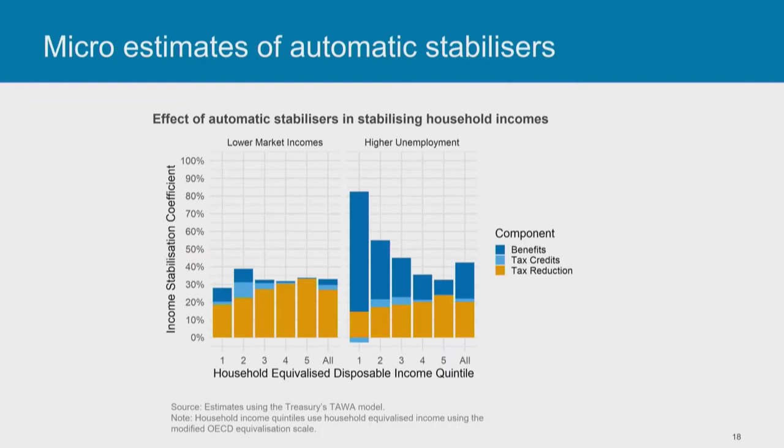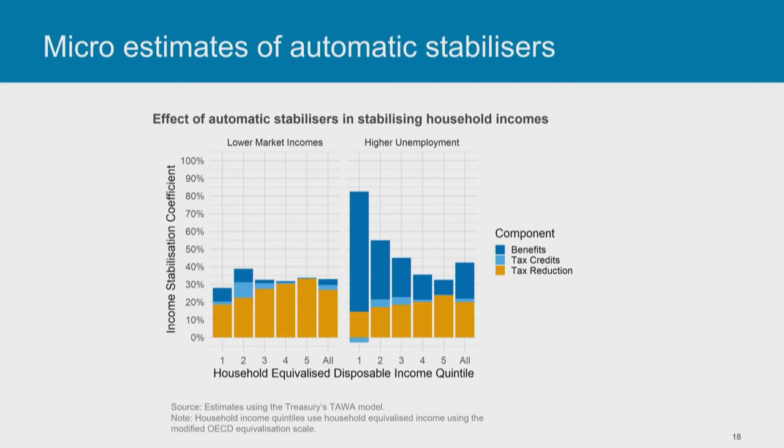So this chart shows the income stabilisation coefficient, ISC, estimated under the two scenarios. The ISC is averaged across all households, and then this is broken down by household income quintile based on the distribution of income prior to the shock. On the left, the market income shock scenario has an average ISC of 33%. So taxes and transfers offset around a third of the income shock. And this is fairly uniform across income quintiles. On the right, the unemployment shock has an average ISC of 42.4%. This is higher than in the other scenario, highlighting the additional stabilisation via job seeker payments.